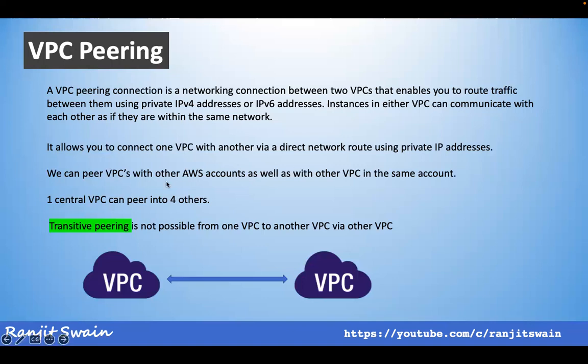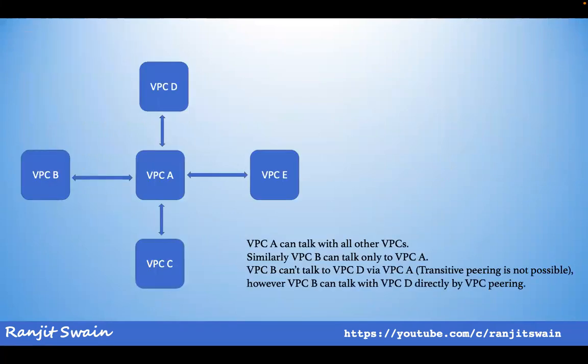We can peer VPCs with other AWS accounts as well as with other VPCs in the same account. And one central VPC can peer into 4 others. So remember, guys, these are the bullet points, and you have to just remember them. I have written multiple other points also. Just remember, one central VPC can peer into 4 others. And transitive peering is not possible from one VPC to another VPC via another VPC. We'll see this in the next diagram.